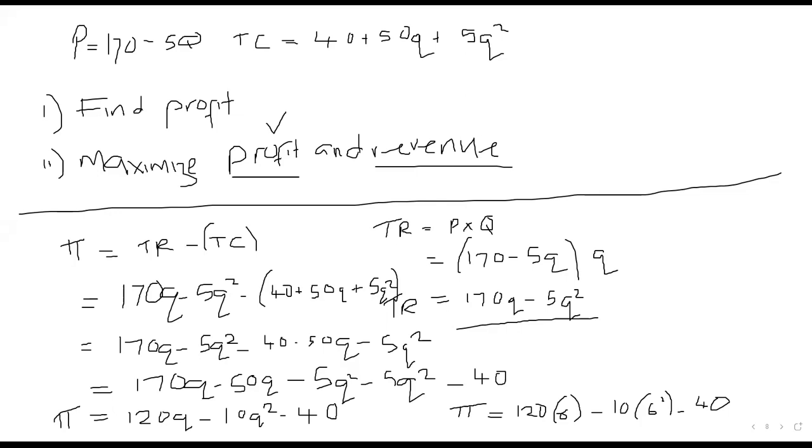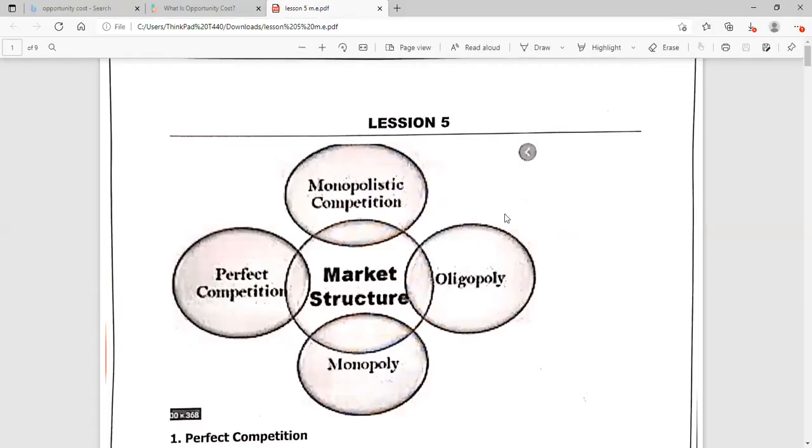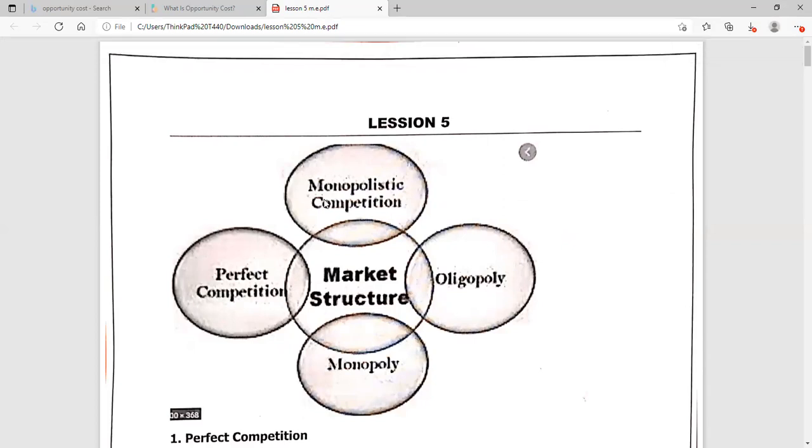Before I leave tomorrow, I'll just look at market structures quickly, which is very interlinked to elasticity. So market structure, lesson 5, looks at 4 key markets that you need to know.